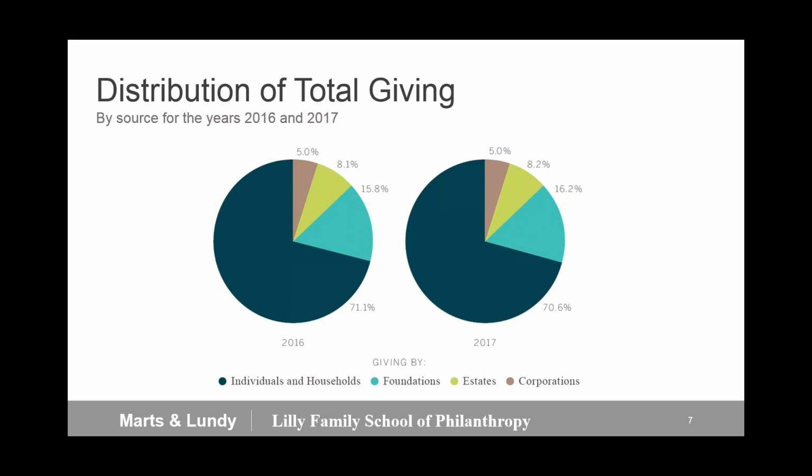So with the outlook telling us something about how giving is going to grow, it's also telling us where that growth is going to come from. And you can see that one big takeaway is the proportion of giving coming from individuals and households will decline slightly, while the proportion of giving that's coming from estates is going to rise also slightly.